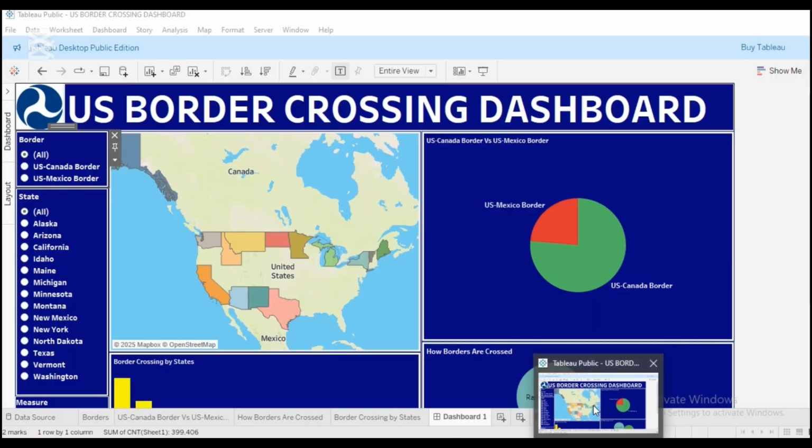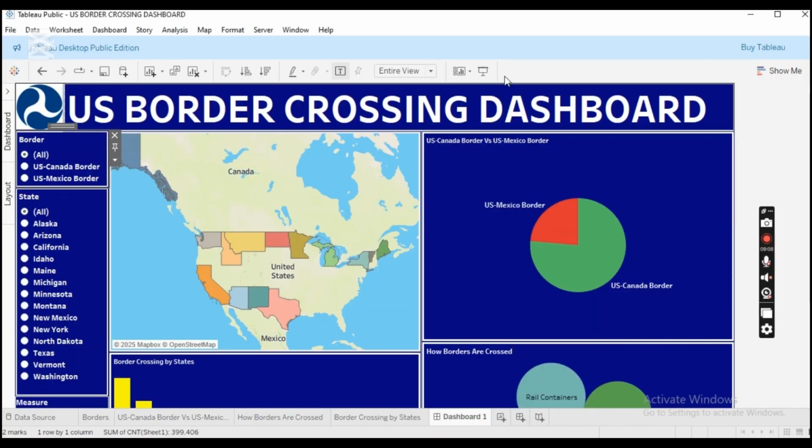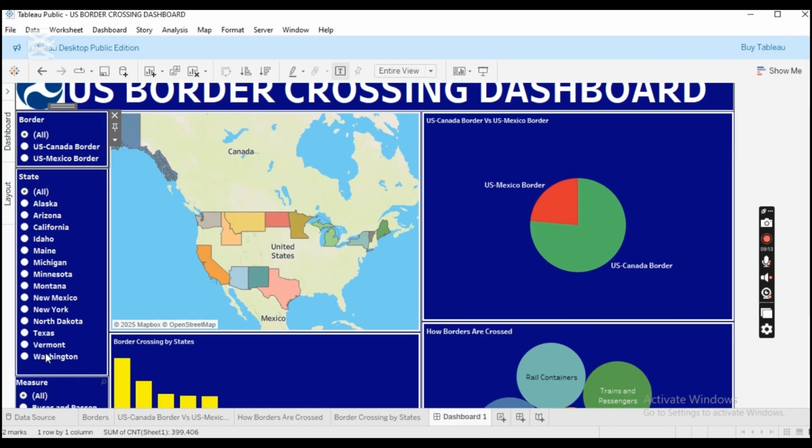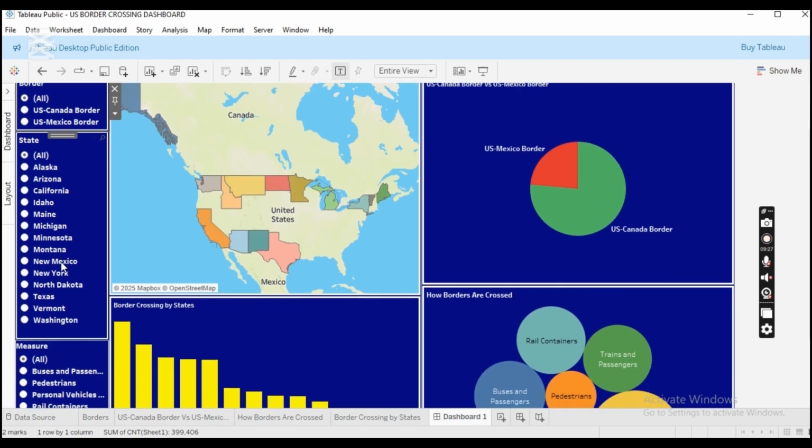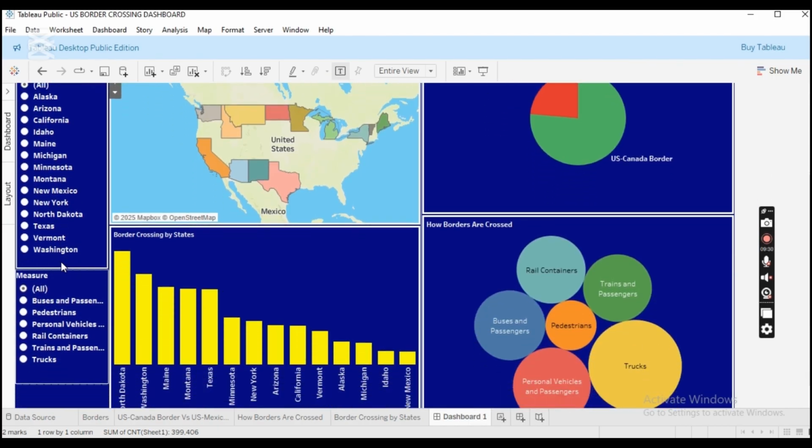In this dashboard, on this matrix, we have the border, the state, and the measure, just like we said. On the border, we have the US-Canada and US-Mexico borders, and the states, we have all the states that are available in each border, so they are together. In the measure, like I told you before, we combined some related information to form one. Buses and passengers are in one, pedestrians are there, personal vehicles and passengers are in one, and rail containers are there. Trains and passengers are also in one, then trucks are also in one.